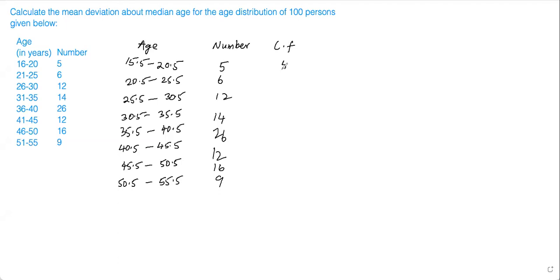So it is 5 plus 6, 11, and 11 plus 12 is 23, right? 23, and then 37, and then 63, 75, 91 and 100, right? And let us write down the midpoint, which is xi. So that is 18.